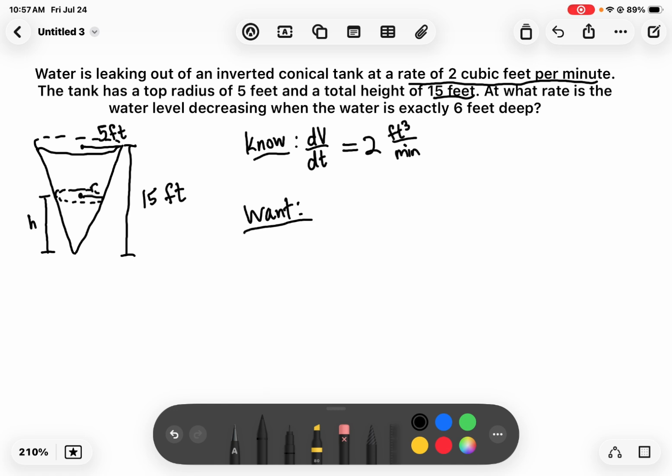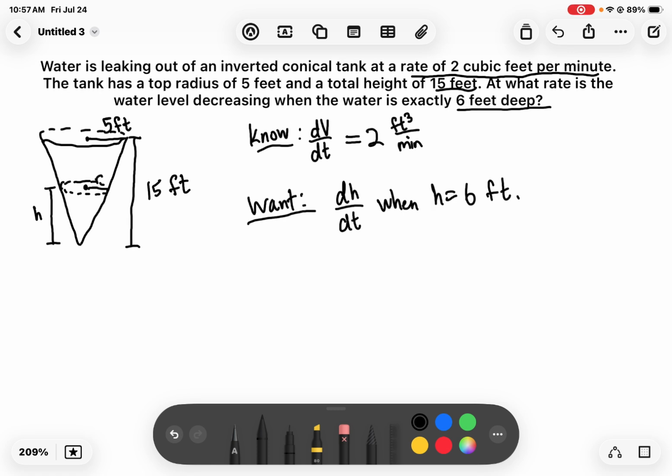Well, we want the rate at which the water level is decreasing. So we want dh/dt, right? Because h represents the height of the water, we want to know the rate of change of h. So dh/dt, when h is equal to 6, when it's 6 feet deep, right?